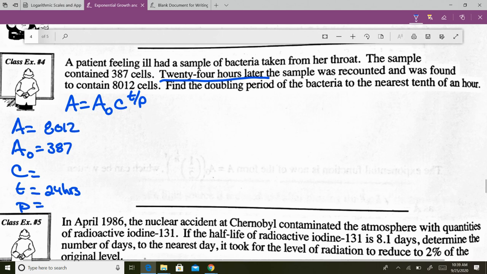Final sentence. Find the doubling period. What does that tell me? That is your base, C. Okay? So your base is 2 because of the doubling period. And then it's saying find the doubling period. So it's saying find how long it takes for the cells to double, which is our P value. That's what we're trying to find. Plug it all into the formula and solve it.